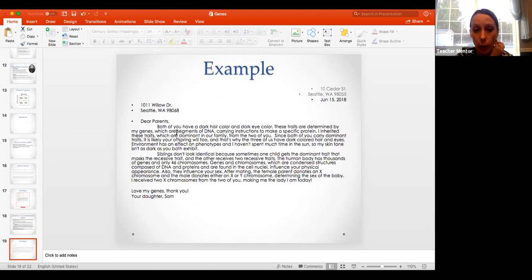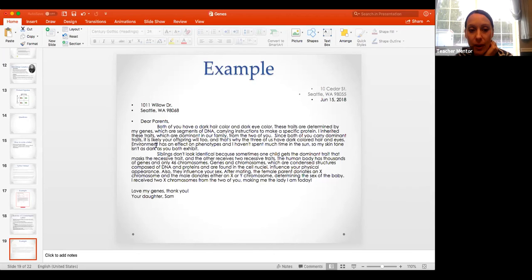So this student wrote, "Both of you have dark hair color and dark eye color. These traits are determined by my genes, which are segments of DNA carrying instructions to make a specific protein. I inherited these traits, which are dominant in our family, from the two of you. Since both of you carry dominant traits, it's likely your offspring will too. And that's why the three of us, I'm assuming siblings, have dark colored hair and eyes. Environment has an effect on phenotypes, and I haven't spent much time in the sun, so my skin tone isn't as dark as you both exhibit." Okay, so kind of fun.